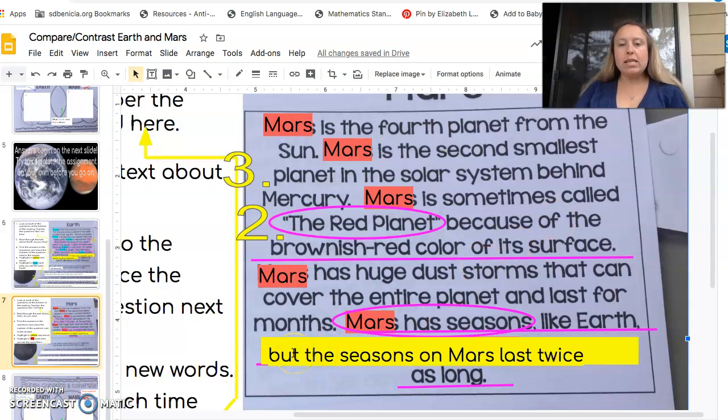Okay, and here you can see where I did my highlighting of the interesting fact because there weren't too many words that I didn't know, but I did find something interesting, and it says that Mars has seasons like Earth, but the seasons on Mars last twice as long. And that just kind of blew my mind. I'm thinking to myself, why are the seasons twice as long?